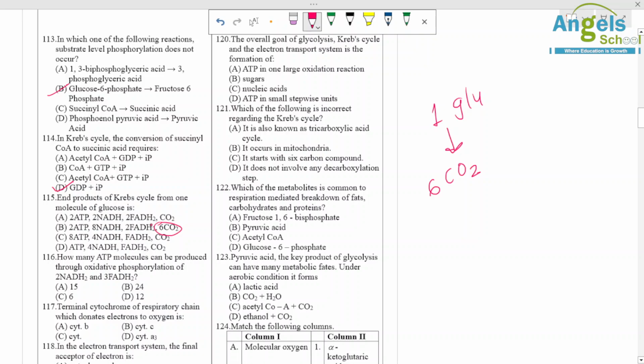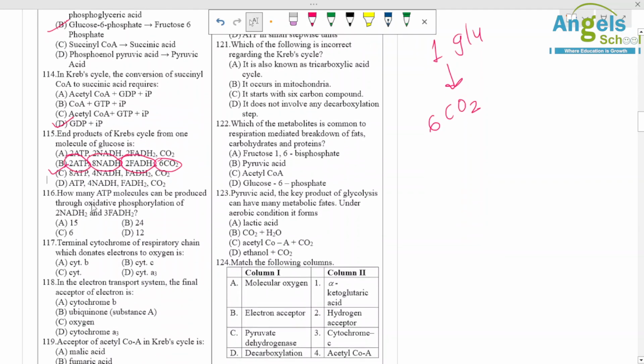Then 2 ATP molecule is consumed, 4 produced. So net gain of ATP during the glycolysis is 2 ATP और substrate level पे 2 ATP are formed. 8 molecule of NADH2 are formed and 2 molecule of FADH2 formed. So B option is correct.